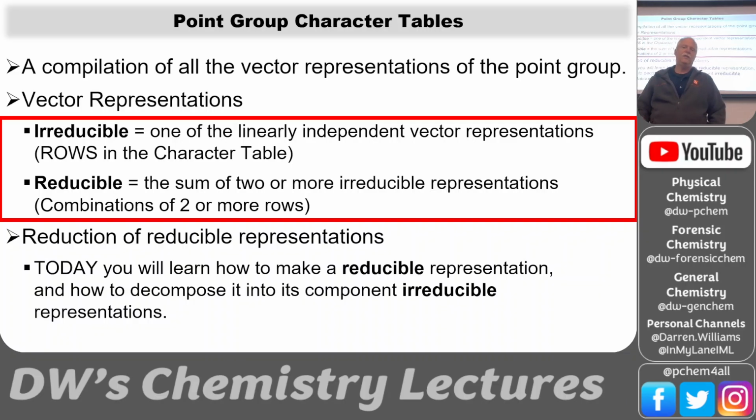And so this character table is a compilation of all the different symmetry representations that we have in the molecule. And we have two types. We have an irreducible representation, which means they're all linearly independent. And then we have a reducible representation, which is a sum of one or two or more rows in the character table. And so today we're going to learn how to take the reducible representation and decompose it. So that's the phrase here. We're going to take the reducible and decompose it into its irreducible representation.